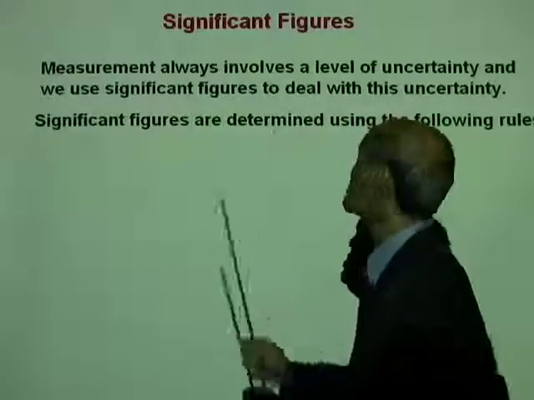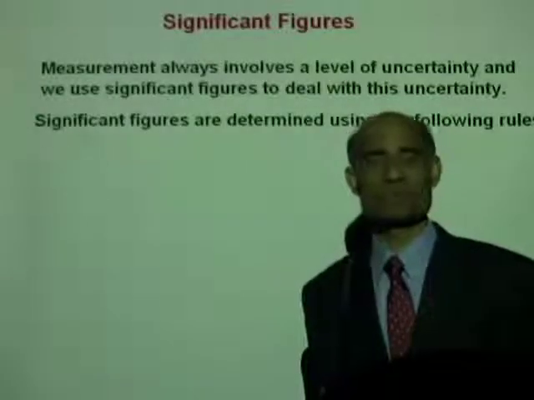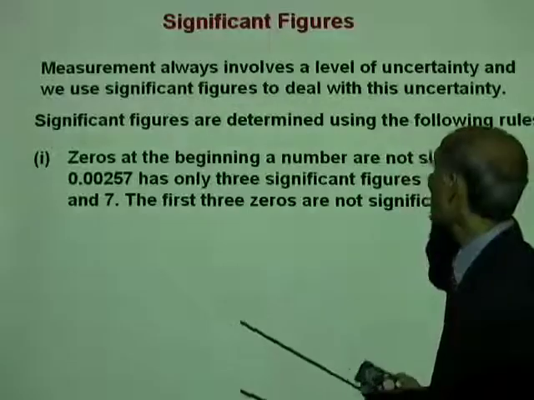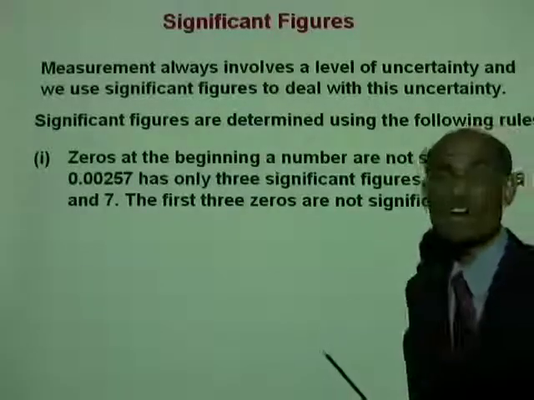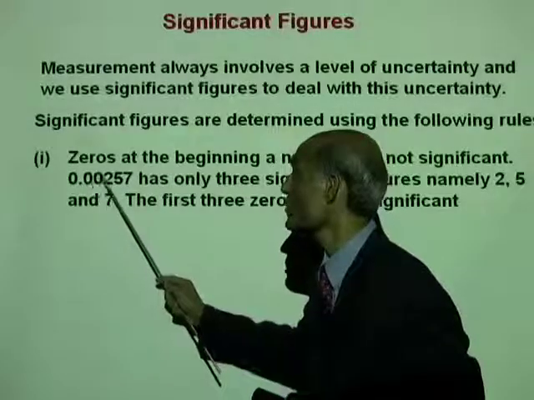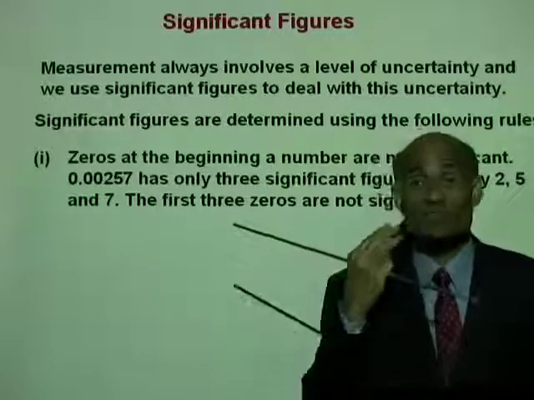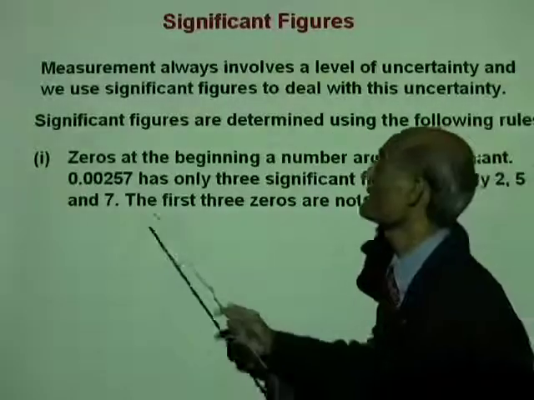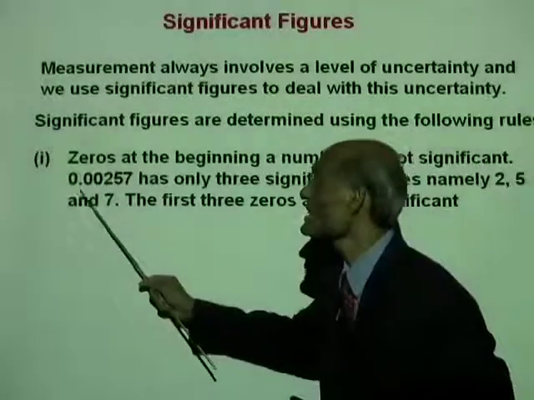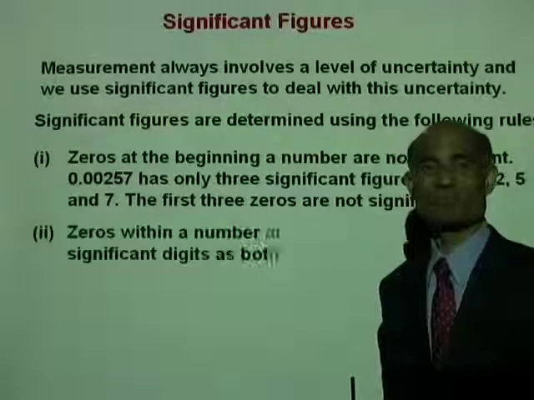Significant figures are determined using some rules, and let's look at some of these rules. Rule 1: Zeros at the beginning of a number are not significant. For example, 0.00257 has only 3 significant digits. What are they? 2, 5, and 7. The first 3 zeros are not significant in that measure.